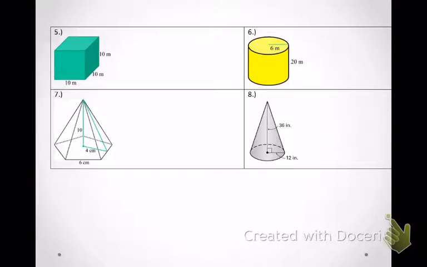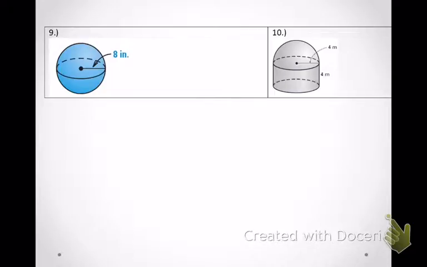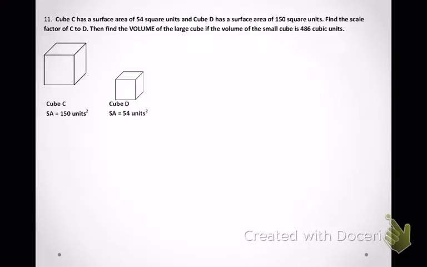You guys, I'm sure you don't want to do any volume problems since we just took the test on that. That's what that warm-up was.